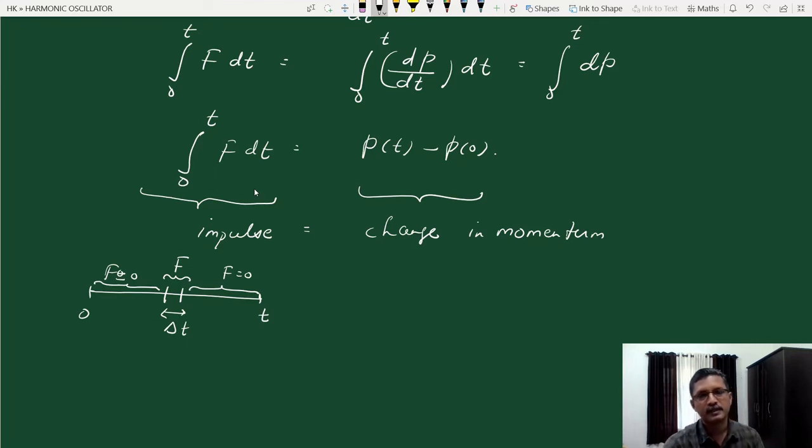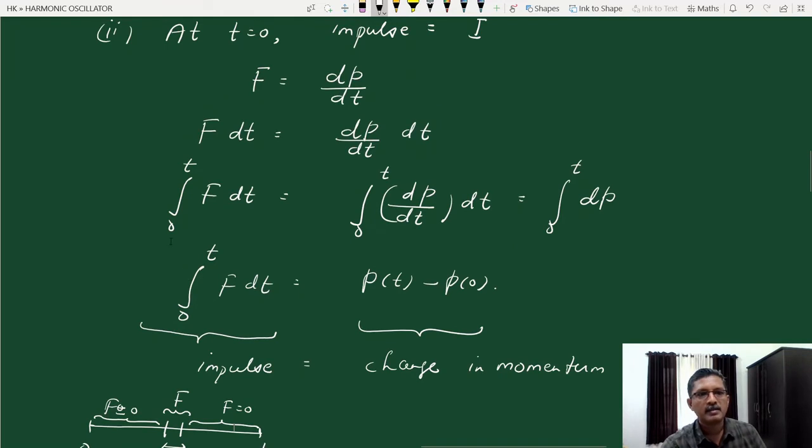So this expression is the integral form of, we can say, Newton's second law. Okay, this is the differential form of Newton's second law: force is equal to rate of change of momentum. This is the corresponding integral equation. Okay, now let's come back to our problem.